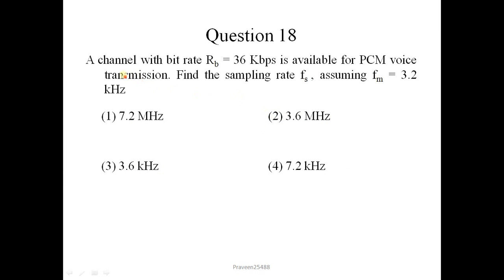Next question. A channel with bit rate Rb equal to 36 kbps is available for PCM voice transmission. Find the sampling rate Fs, assuming Fm is equal to 3.2 kilohertz. So we know the formula to find sampling rate, and the condition that Fs should be greater than or equal to 2 times Fm. So correct option is 4, 7.2 kilohertz.